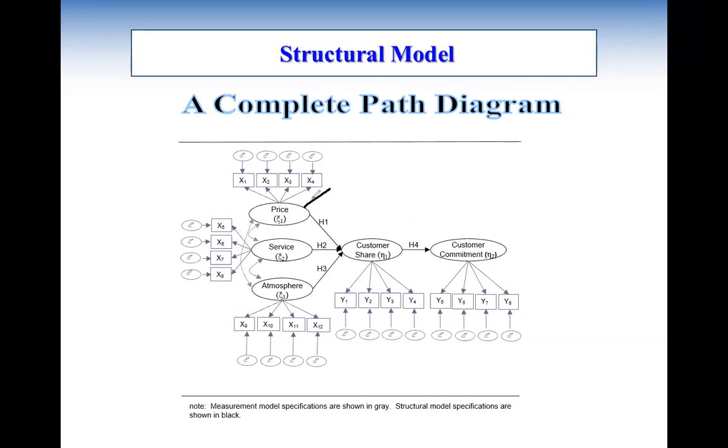This is an oval shape. It is unobserved. Directly we cannot observe the price. We can observe or find the price through several questions like x1, x2, x3, x4.